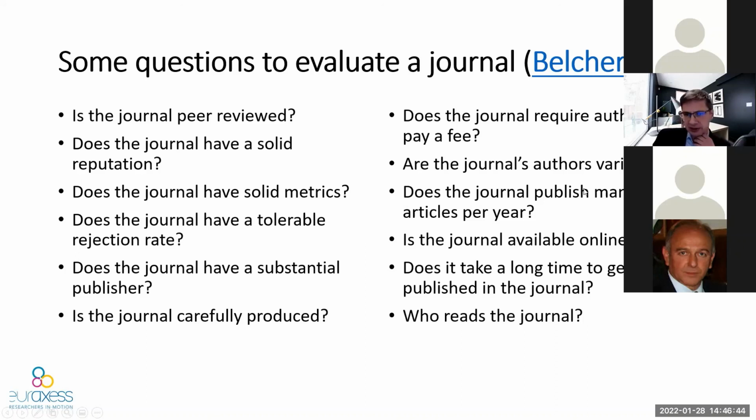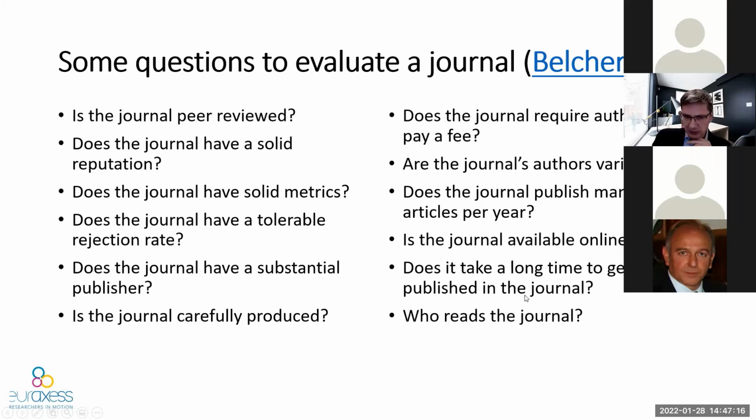Are the journal's authors varied? For example, if you see a Chinese journal with all Chinese authors, and only a few authors that are not Chinese, your chances, if you are not Chinese, are really small. I have had this experience, for example, with a Korean journal. Then, does the journal publish many articles per year? If it doesn't, your chances are also small. Is the journal available online? It's, of course, very important for people to see the work.